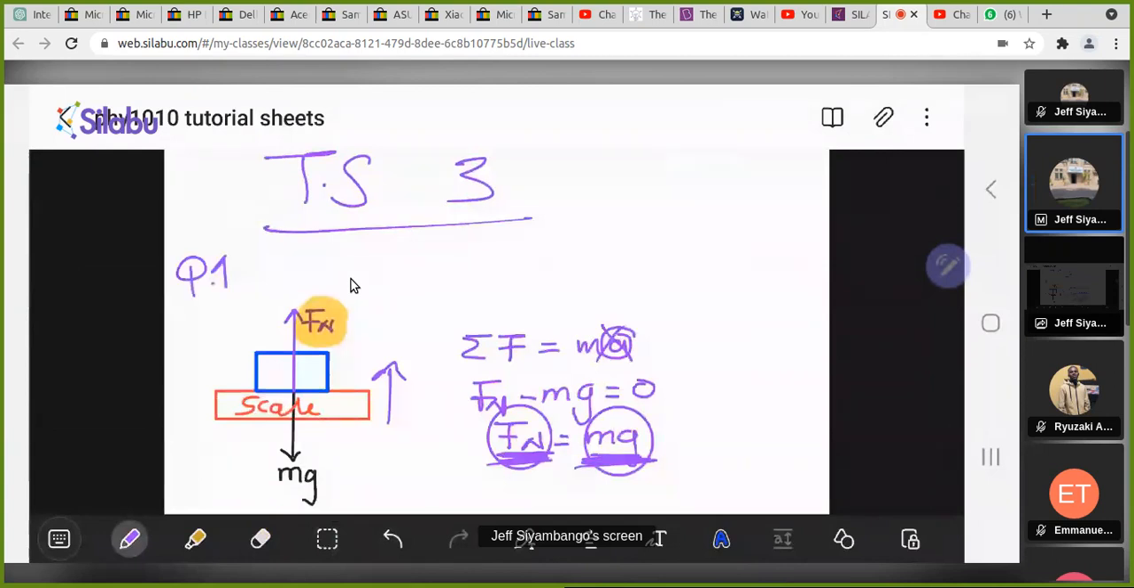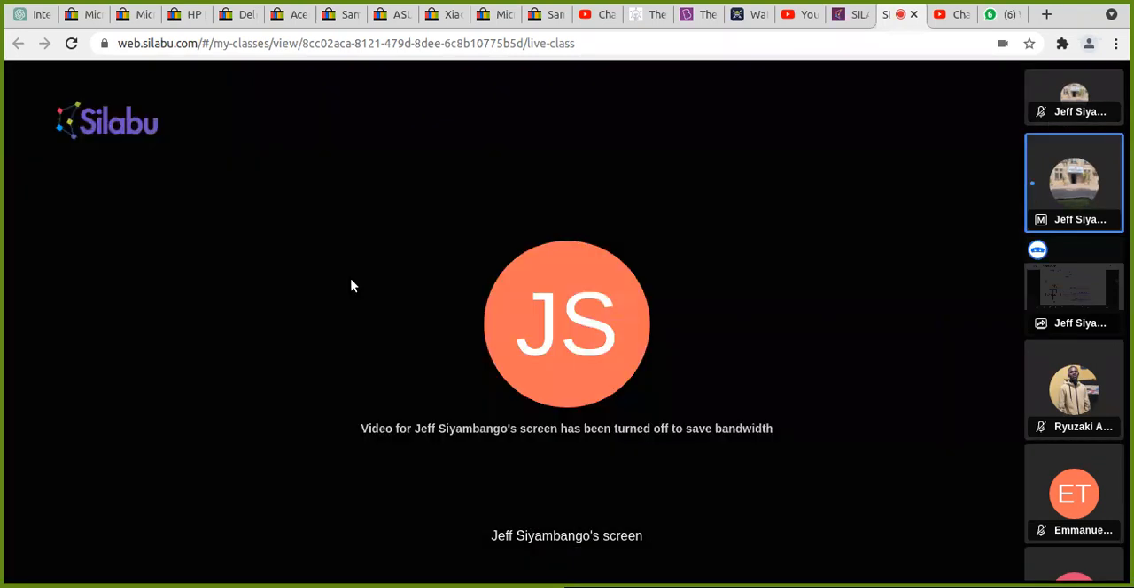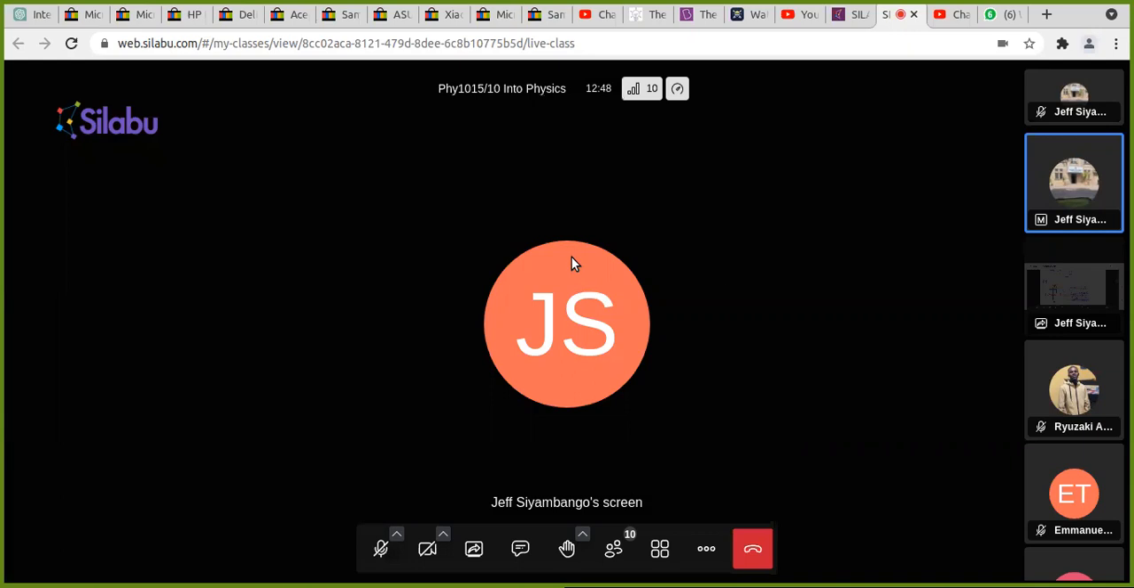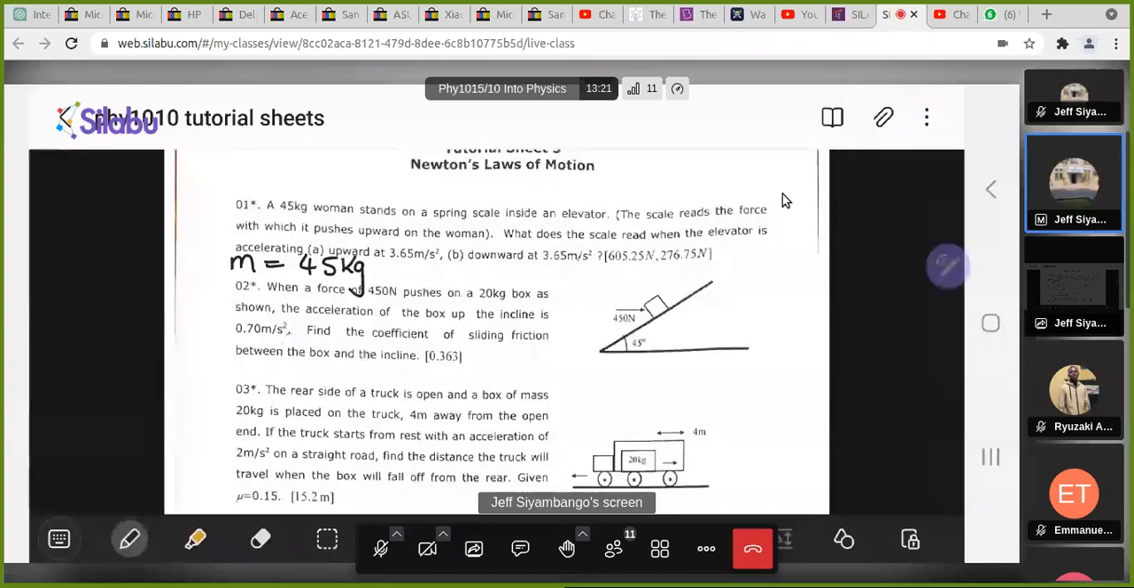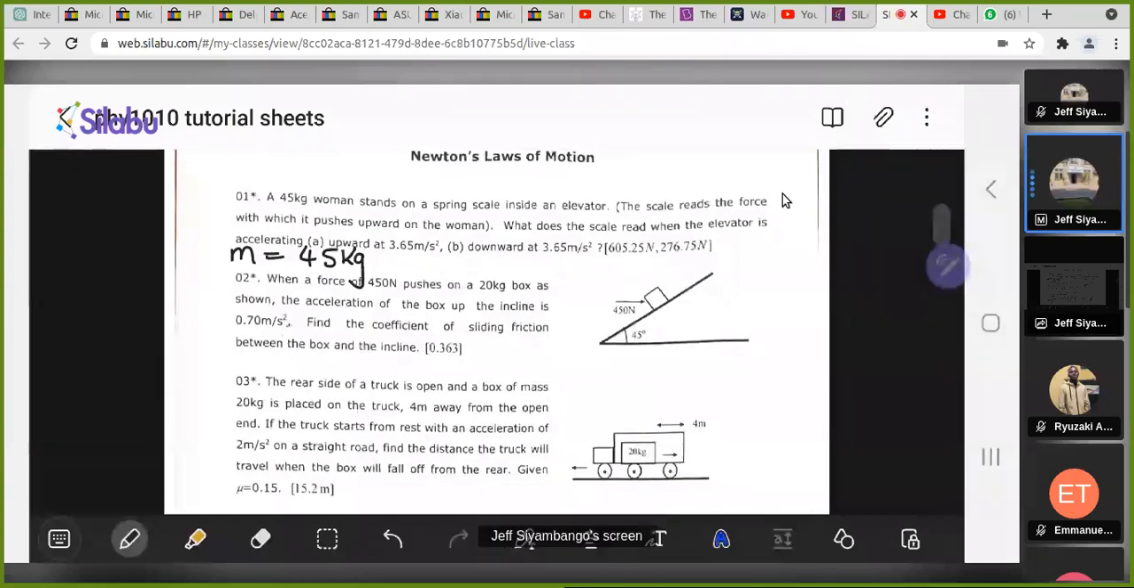So what are they saying here? A woman, and then they give us the mass of this woman. So the mass of this woman is M equals 45 kgs. So that is the mass of this woman, given to us as 45 kgs. Then there is this statement, which is very, very important. I think I spent some time describing how we use this statement.